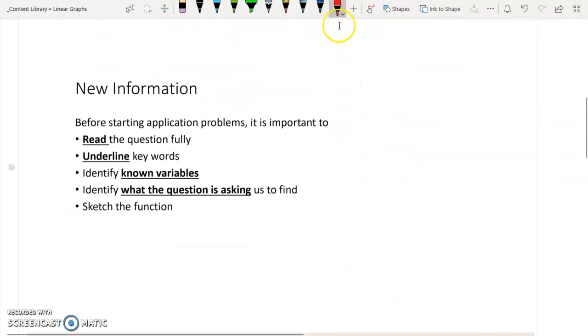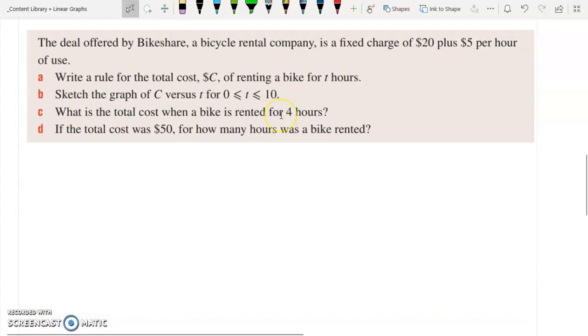Now when we do application problems, it's very important that we fully read the question, underline keywords, identify what you do know, and identify what the actual question is asking. Sometimes it's clear, sometimes it's not so clear, and of course we're going to be sketching the function. So follow that process and it will help.